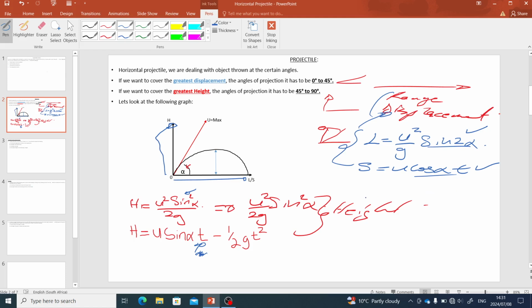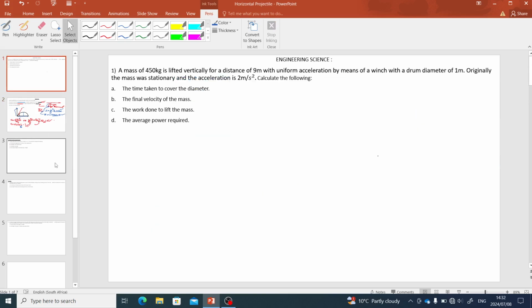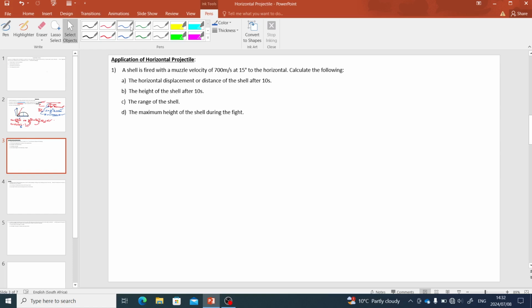Okay, now these are the formulas that we'll be dealing with to calculate whatever they want us to calculate. Now let's look at some application of these formulas. All right, let's look at this one. A shell is fired with a muzzle velocity, we are given the initial velocity, it is 700 meters per second. We are given the angle of projection, it is 15 degrees, to calculate the full horizontal displacement or distance.